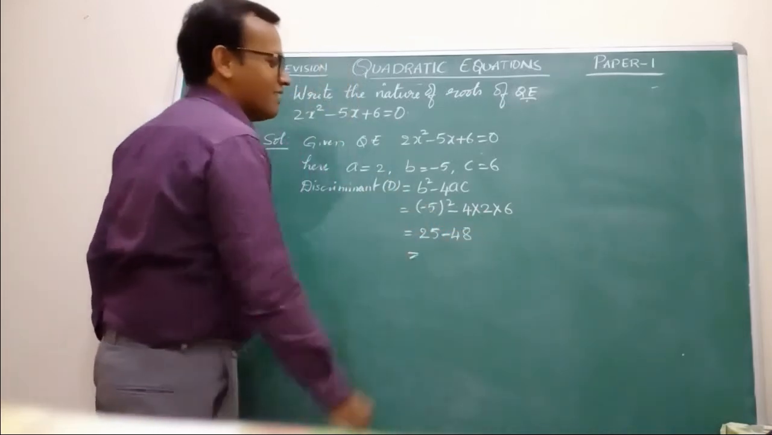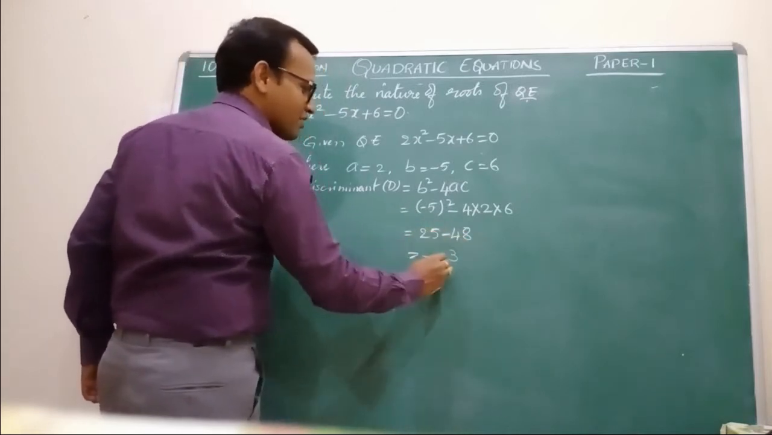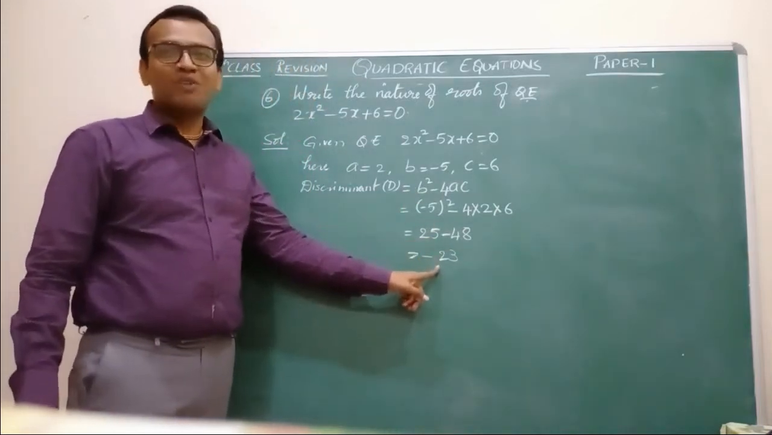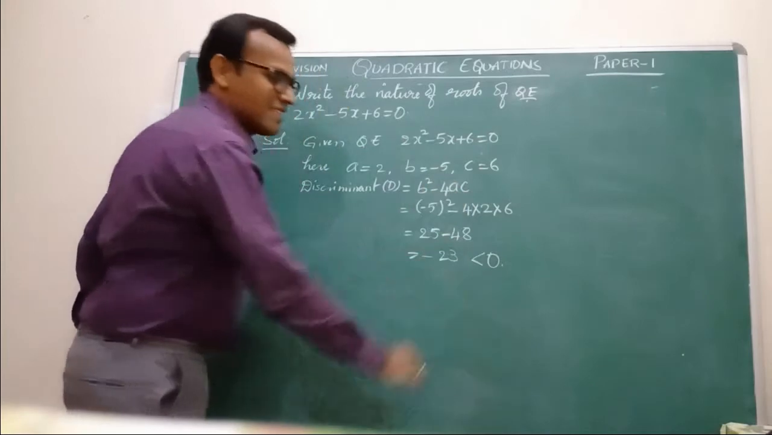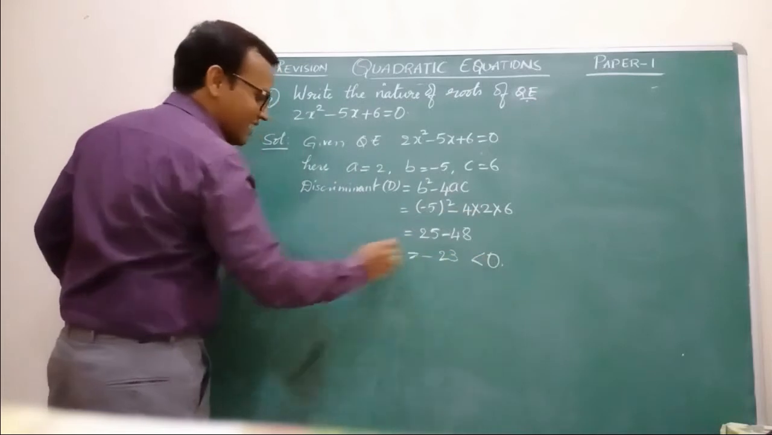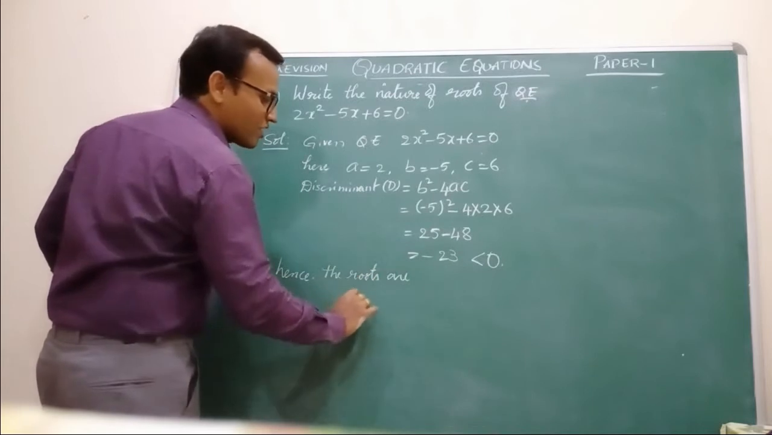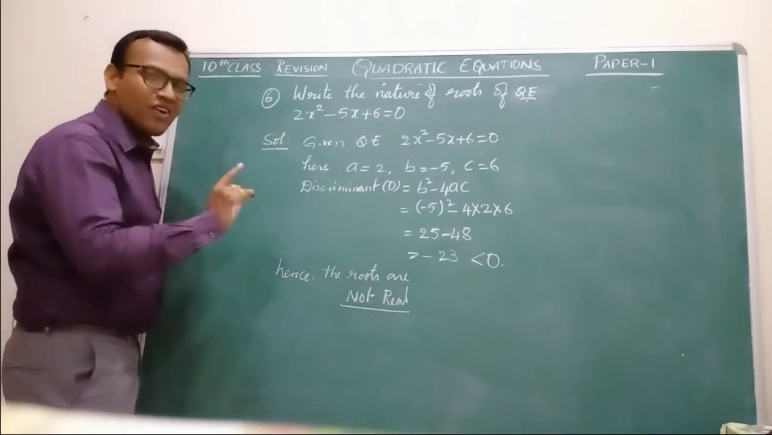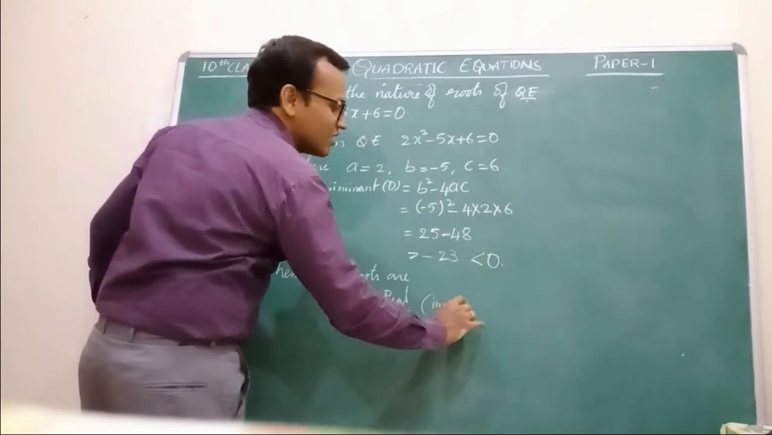Now subtract here. The bigger number has got minus, so the answer is minus 8 minus 5, 3, 4 minus 2, 2. See here, the discriminant is less than 0 because all the negative integers are lesser than 0. Hence, if the discriminant is less than 0, the roots are not real. The roots are not real because the discriminant is less than 0. Or you can even write imaginary.